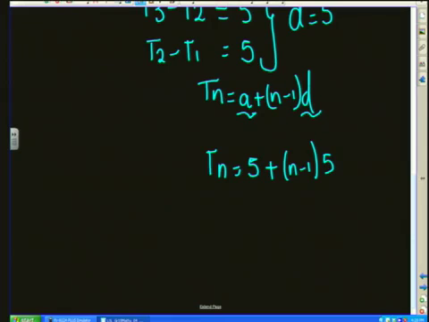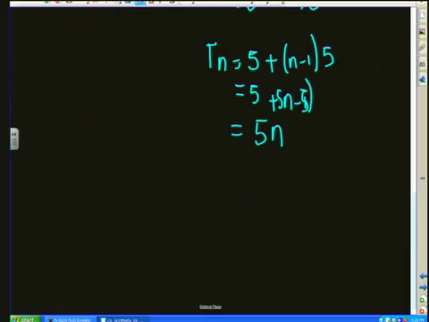You put 5 rand more in every week. So, working my formula out, I'm going to get 5 plus 5n minus 5, and I end up with 5n. So my general term here is Tn equals 5n.